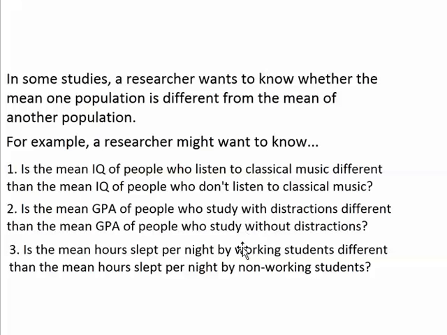In each of these three studies, the researcher wants to know, is the mean or average of one population different than the mean or average of another population? The researcher wants to know, are the two population means equal, or are the two population means different? In this type of study, a two-sample t-test is used to reach the conclusion at the end of the study. So each of these three researchers would use a two-sample t-test to decide whether the mean of population 1 is different than the mean of population 2.